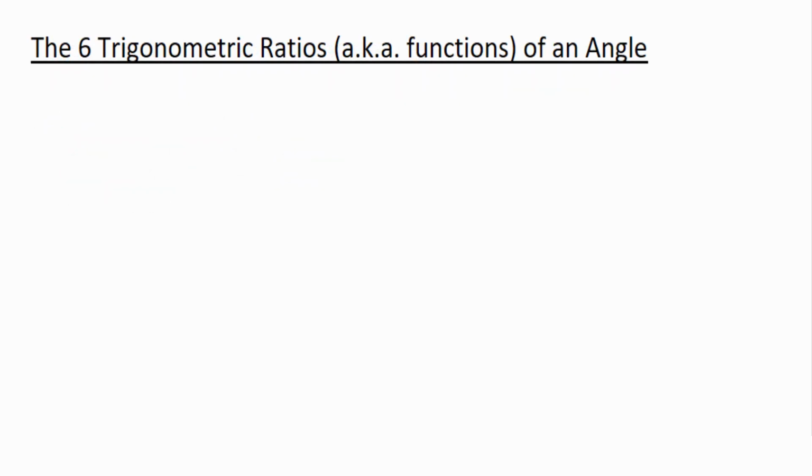They're also called functions. The 6 trigonometric ratios, also known as functions of an angle. Functions have, remember, inputs and outputs associated with them. So you input a number, you get a specific output. You don't get 2 different outputs or 3 different outputs. You get 1 output for every input, and that's a function.